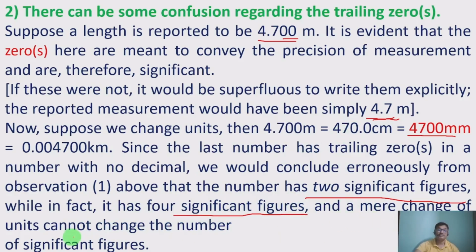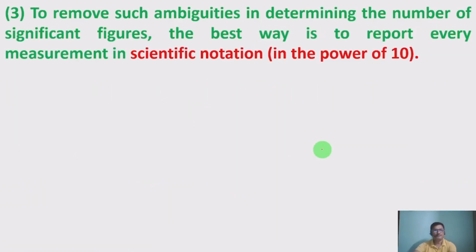And a mere change of units cannot change the number of significant figures. Here we are simply changing the units. It should not lead to any change in the significant figures. That's why, by taking this one only, we cannot say it has only two significant figures; it should have four significant figures. Then how can this be eliminated? There is a little confusion, and we can discuss here how it can be eliminated.